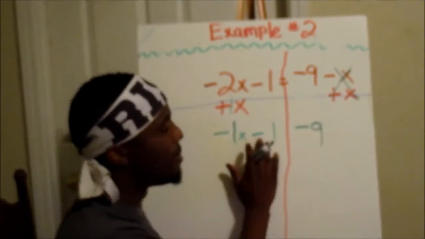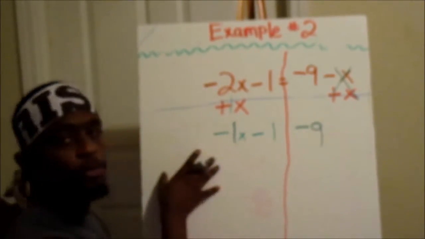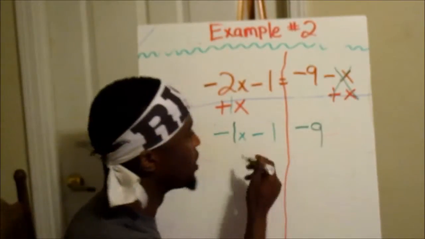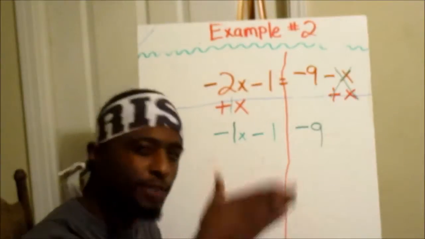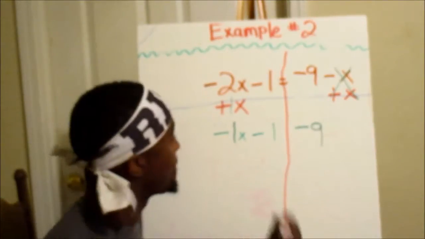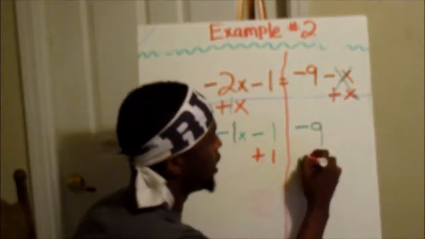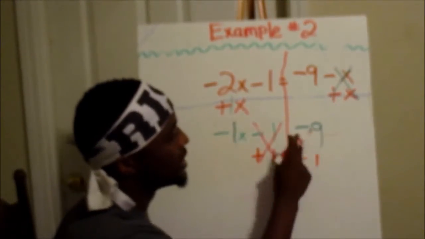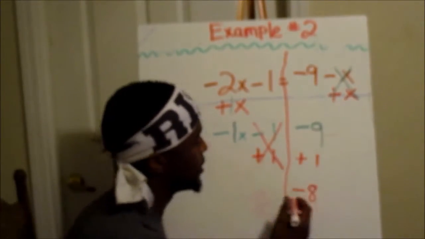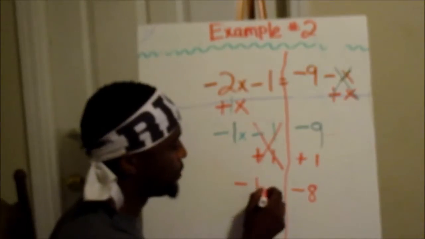Alright? Now I want to get all my numbers to one side. Since I have all my variables on one side, I want all my numbers on one side. So I'm going to move this negative 1, and I'm going to add 1 to both sides. Do the inverse operation. Remember, always do the opposite. So plus 1 and plus 1. Alright? And now I just do my math, and these two will cancel each other out. Negative 9 plus 1 gets me negative 8. And on this side of the equation, I'm still left with that negative 1x.